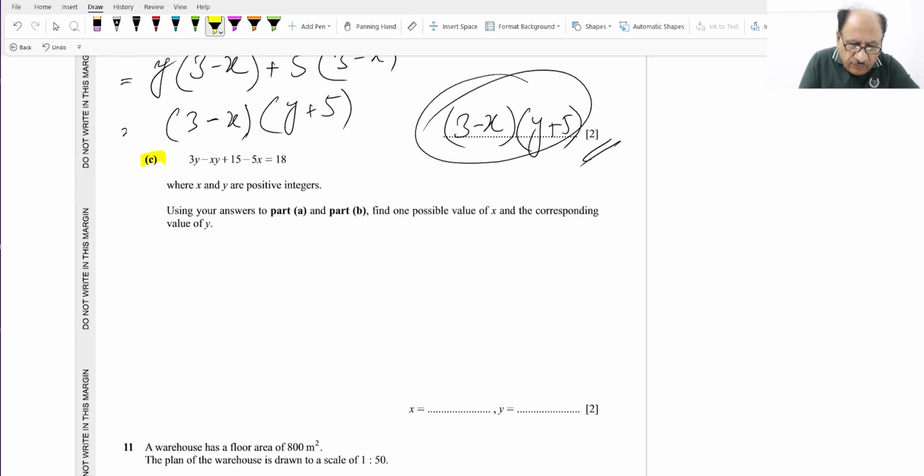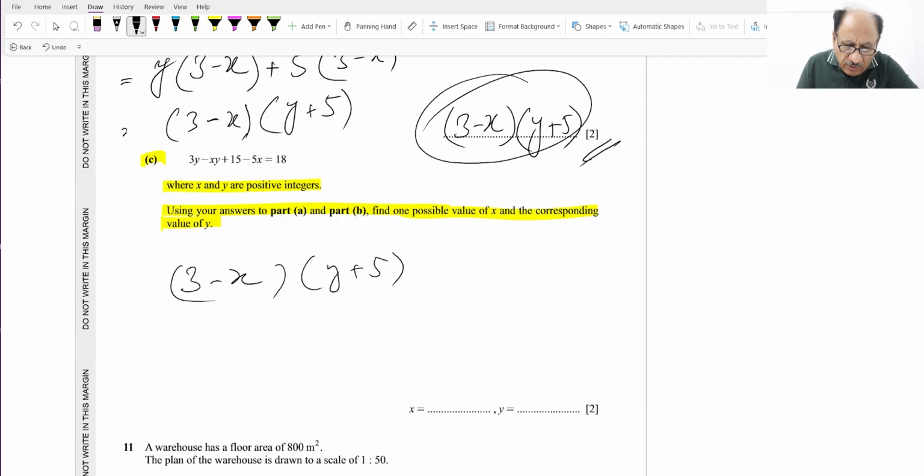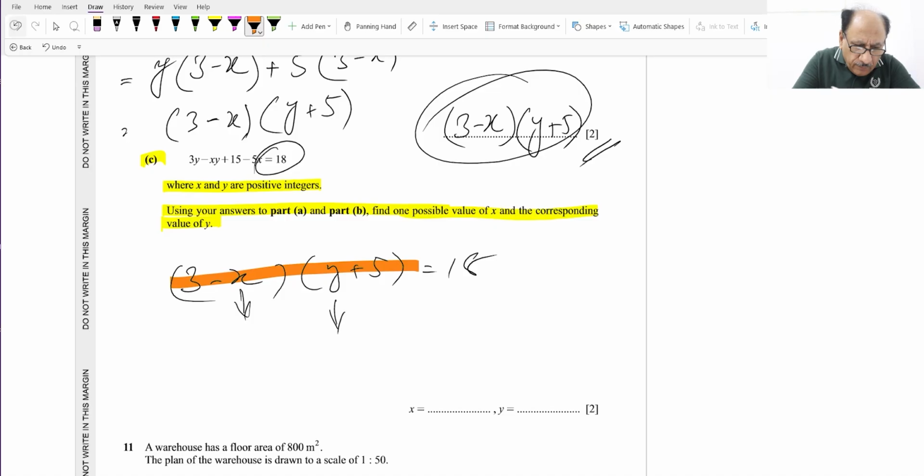Next comes the C part, where x and y are positive integers. Using your answers to part A and part B, find one possible value of x and the corresponding value of y. So we got the factorization, which is 3 minus x and y plus 5, and we need x and y values, and they are telling us that it is equal to 18. So there should be a number here and a number here so that the answer should be equal to 18.